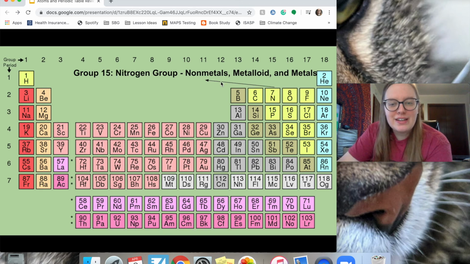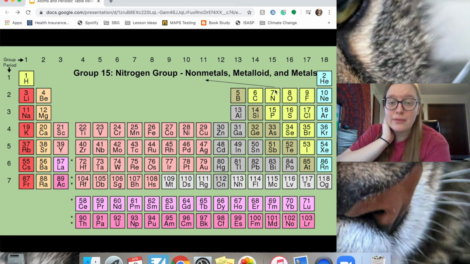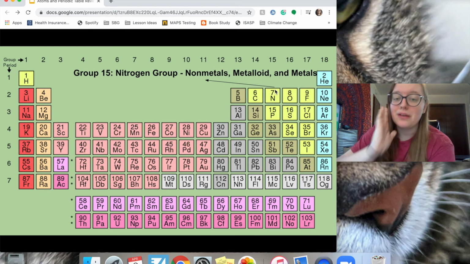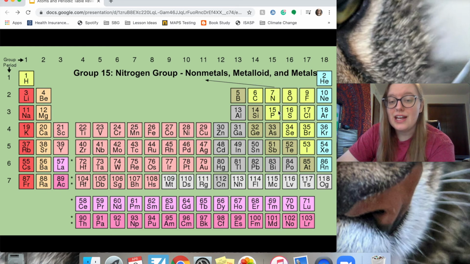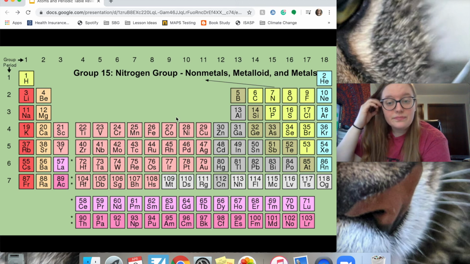Alright, moving on to group 15 here. That is our nitrogen group. Again, we are going to see metals, metalloids, and nonmetals in this group. So nitrogen and phosphorus are nonmetals. Arsenic and antimony are metalloids. And the rest are metals.